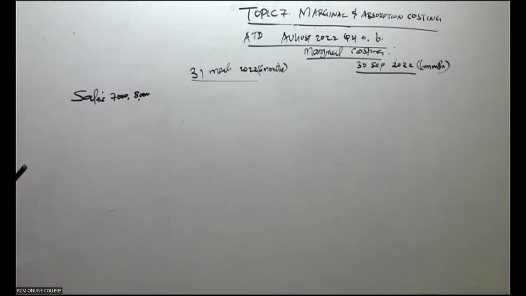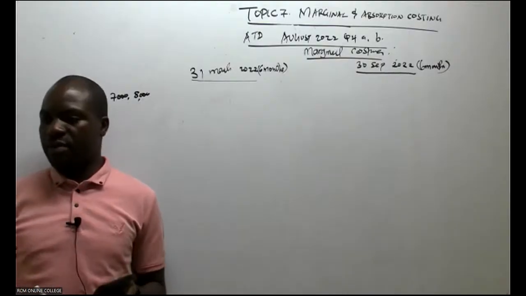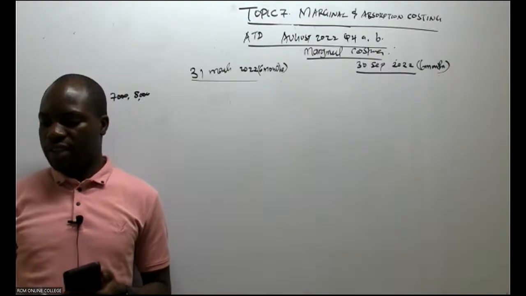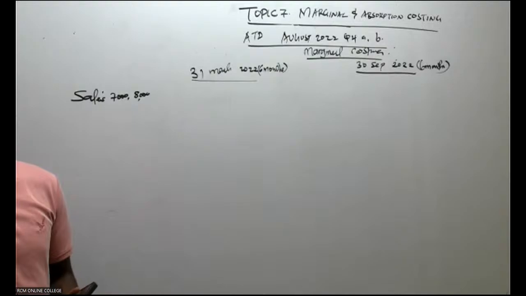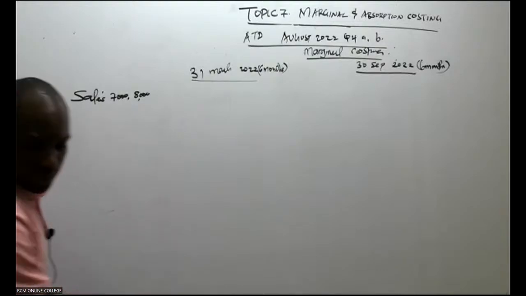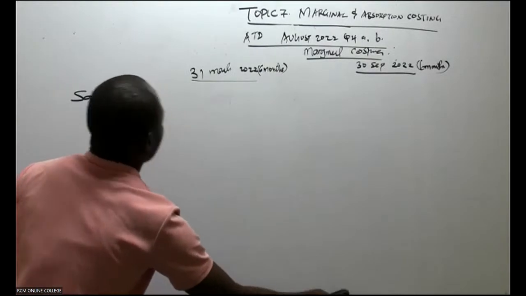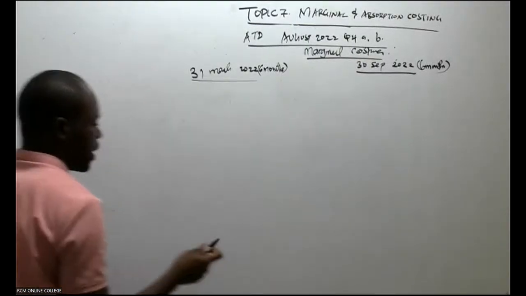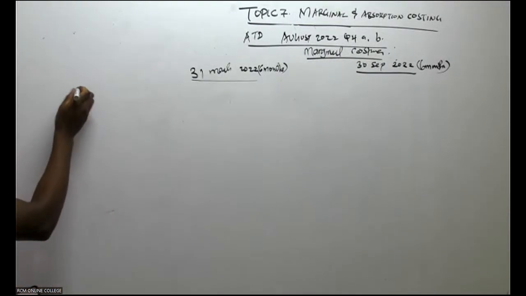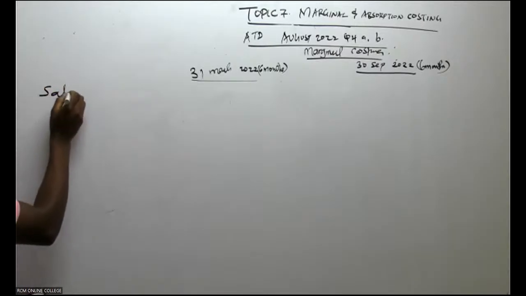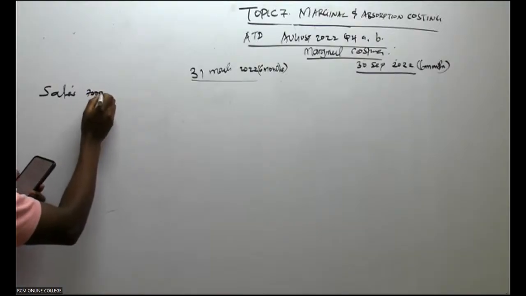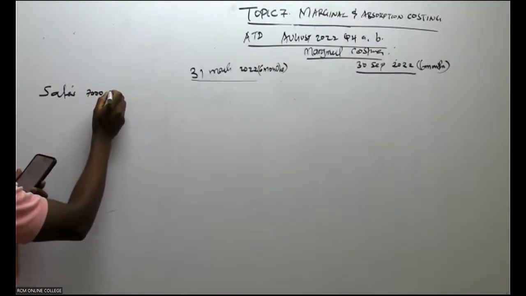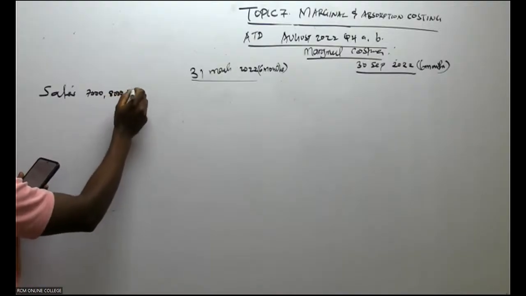Now, the selling price per unit, do we have it anywhere? Our selling price per unit is 140. So we have sales of 7,000 and then 8,000. Everything you multiply by 140.